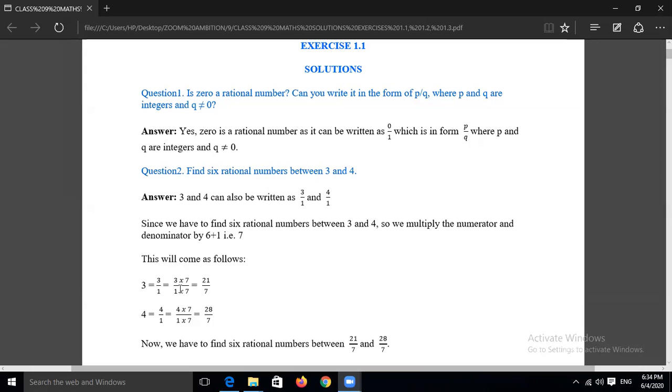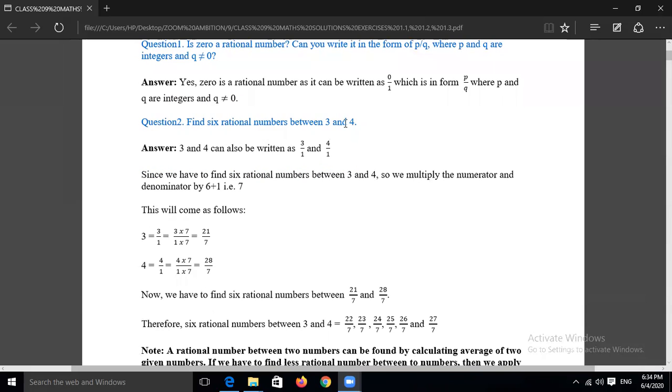So 3 into 7, 1 into 7: 21 by 7. Again 4 upon 1, 4 into 7, 1 into 7: 28 by 7. Actually, 7 threes are 21, so it is 3, and 7 fours are 28, so it is 4. But we change the form to get the answer. So now I want to find the numbers between 21 by 7 and 28 by 7.